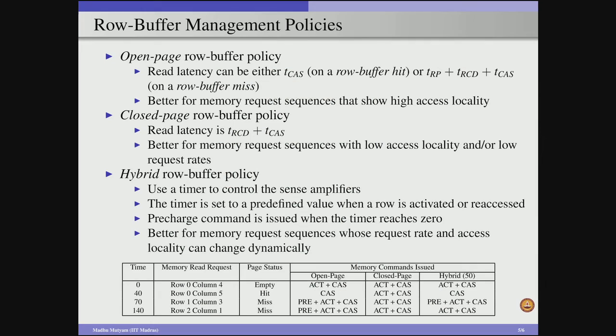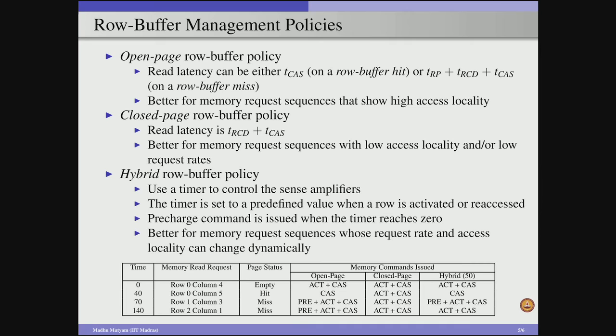Now when we consider the second request, which comes at time unit 40, and this is to row 0 and column 5. Since this is to the same row, in the case of open page policy, I am going to get a row hit, and effectively I incur only one memory command, that is CAS. Using a CAS command I can service my second request.